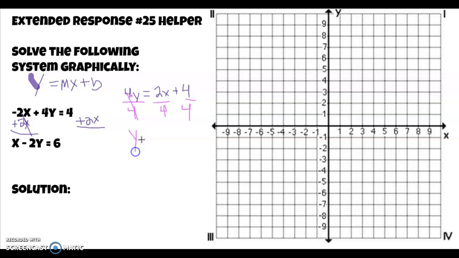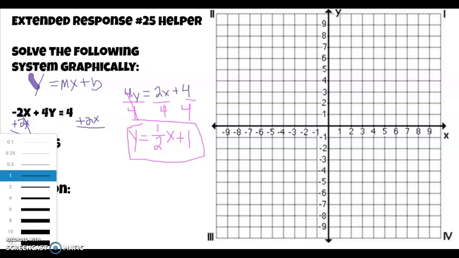So I'm left with y equals, and I could leave this as 2/4 x. There's nothing wrong with that as a slope, but I'm going to simplify it to 1/2, because both the top and the bottom can be divided by 2. So I have y equals 1/2 x, and then 4 divided by 4 is a positive 1. So this is the first equation that I'm going to graph.